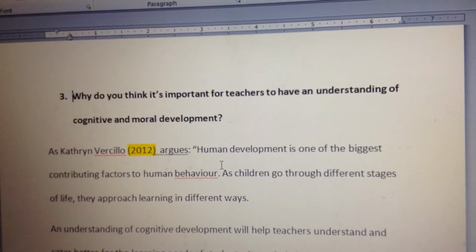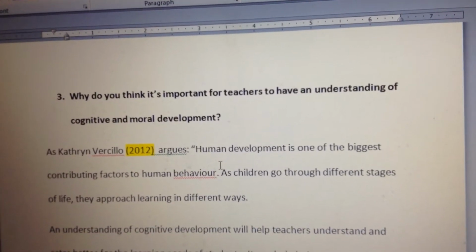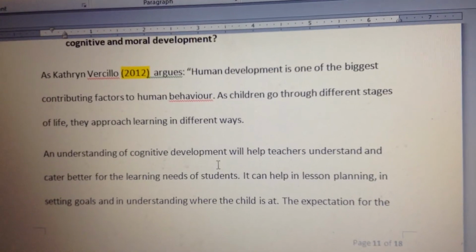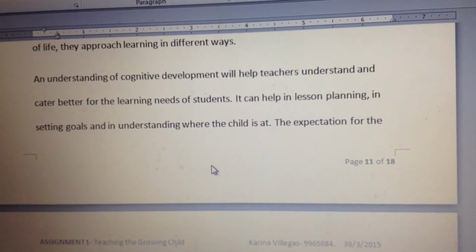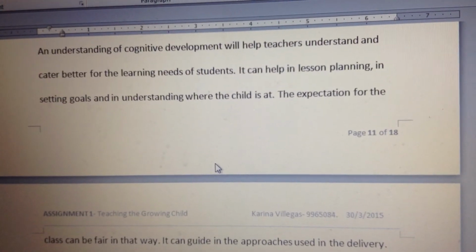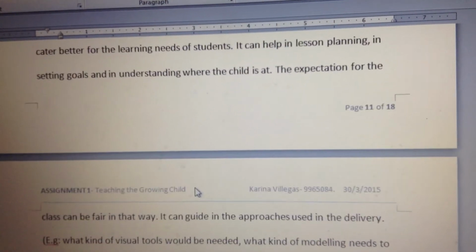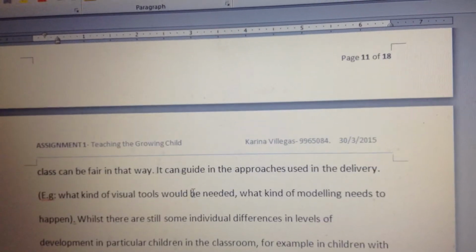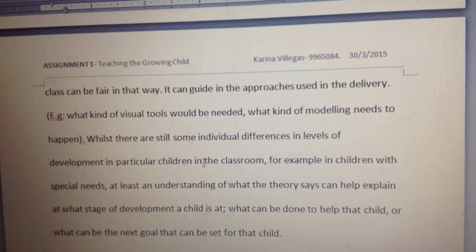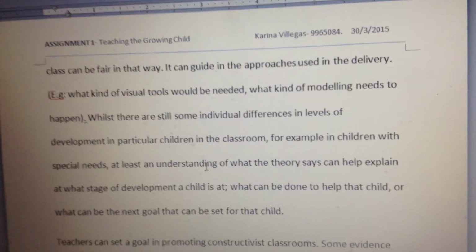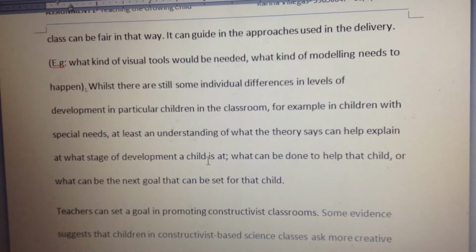Why is it important for teachers to understand cognitive and moral development? Well, obviously it's a contribution to human development, and it can help to cater better for the learning needs of students. It can help lesson planning, setting goals, having fair expectations of the classroom, also in assisting students with special needs because you know what level they're at or what you can expect them to do next.